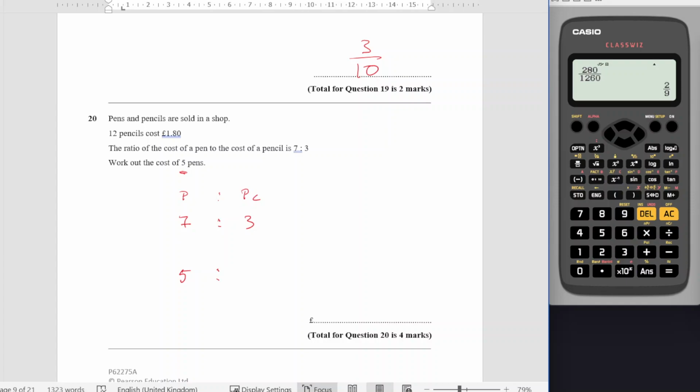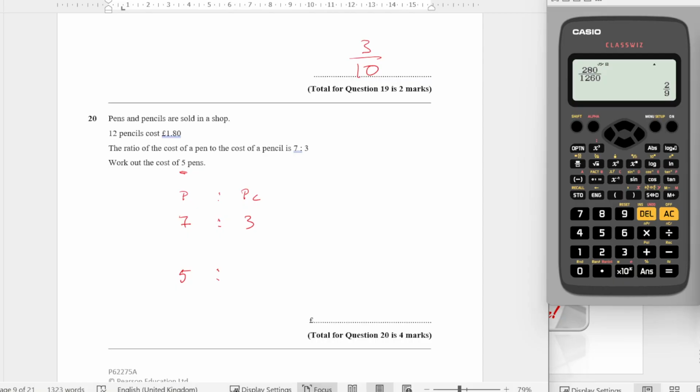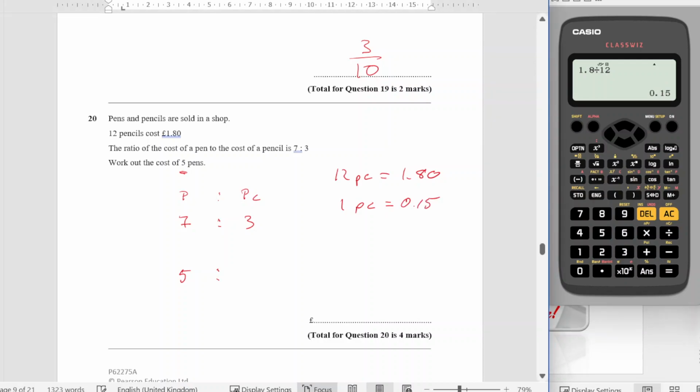So we know that 12 pencils cost £1.80. So I also know that 12 pencils is equal to £1.80. So each pencil is going to cost me 1.8 divided by 12, which is 0.15 or 15 pence.